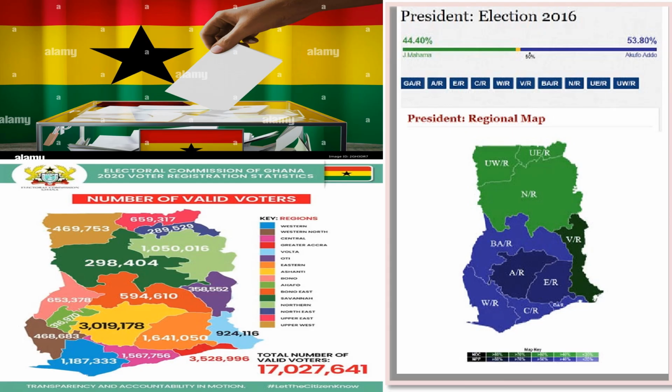The first images you see here: on my right, at the bottom, you see Ghana's flag and its colors, and then you also see a picture from the 2020 Electoral Commission of Ghana for voters registration statistics. Also, on the other side, you see a picture of the 2016 election results outcome. The then president contesting lost the seat by 44.4%, and the incumbent who won, Nana Akufo-Addo in 2016, won by 53.80%.